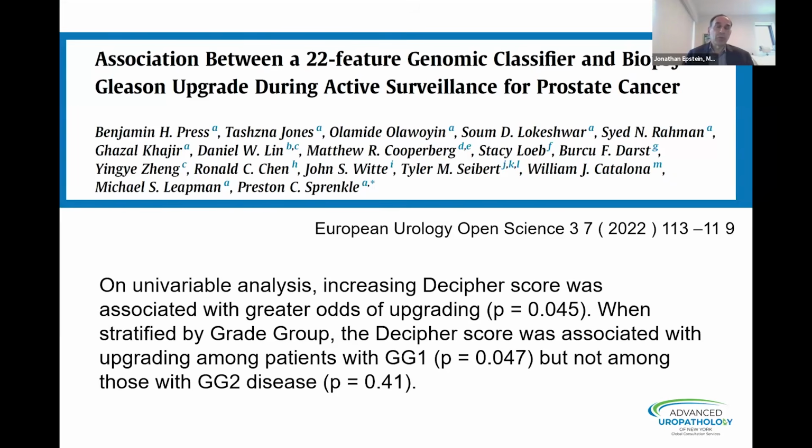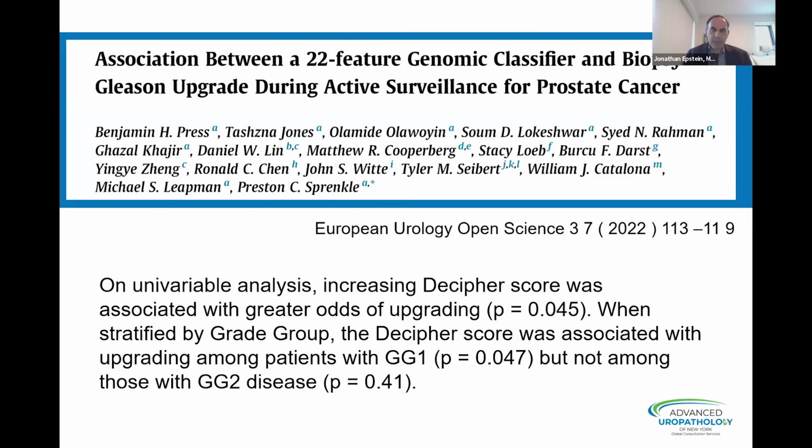Now, in addition to biopsy findings and all the other factors that I mentioned to decide whether to go on active surveillance, there's also molecular tests. And I'm just talking about one of them. There are others out there. I'm not trying to be a proponent of one test or another. But a test that is commonly used is the Decipher test.